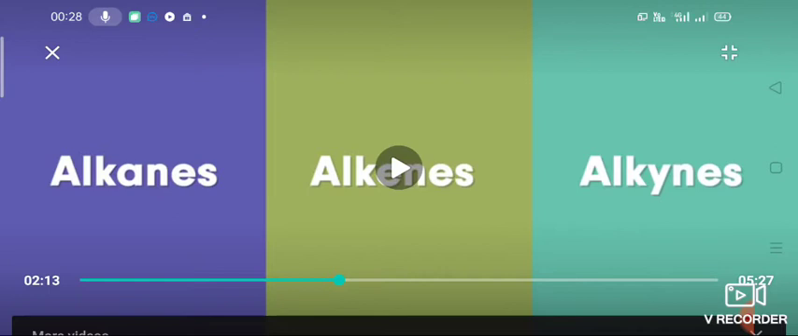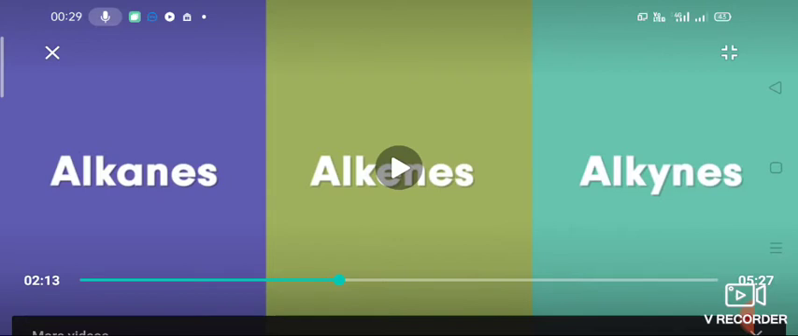Look at the example of alkane, alkene, alkyne. What is the spelling of alkane? Alkane. What is the spelling of alkene? Alkene. Instead of A, we have to write E, alkene. What is the spelling of alkyne? Alkyne. So instead of A, we have to write Y.